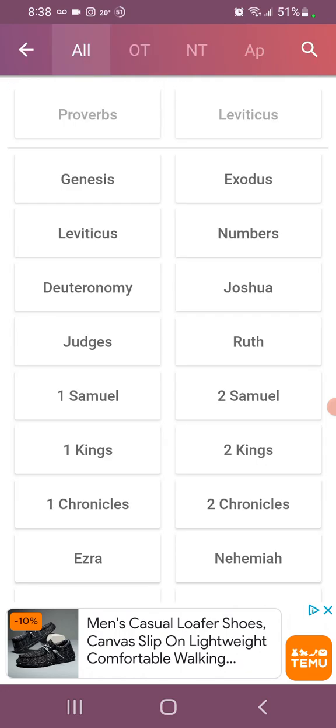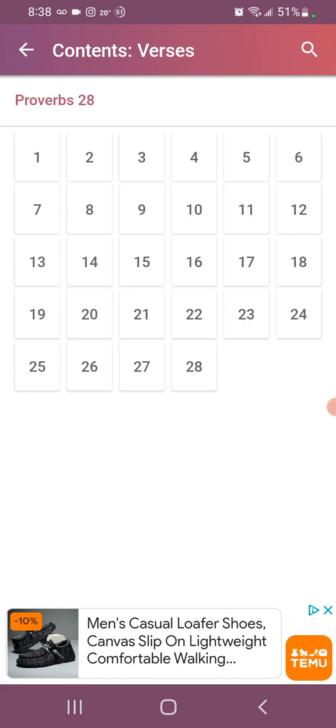We're going to stay in the book of Proverbs and go to Proverbs chapter 28 and verse 9 to see what else is an abomination to the Most High God of Israel, right?